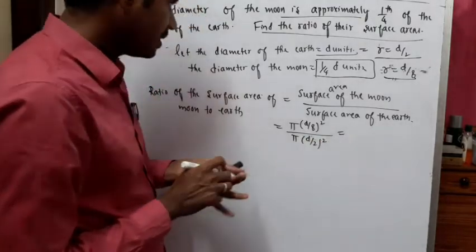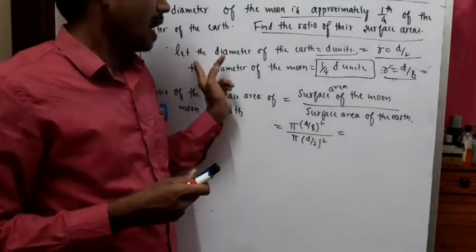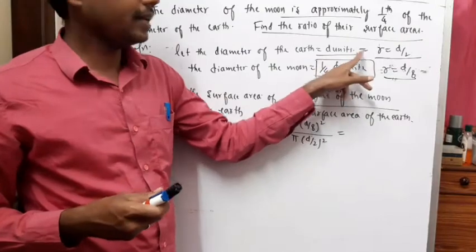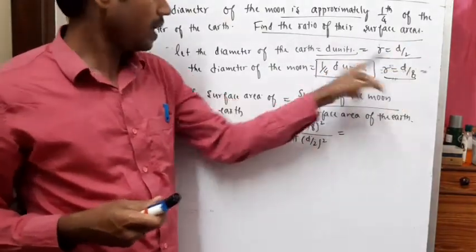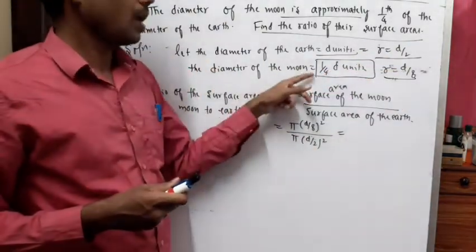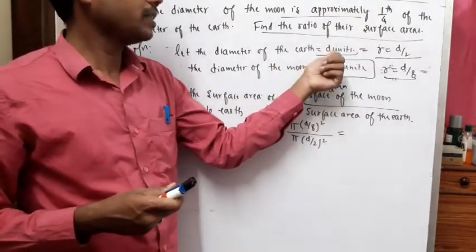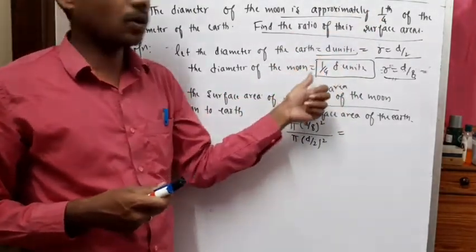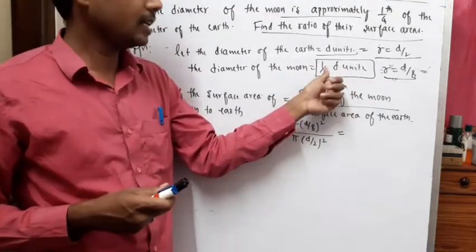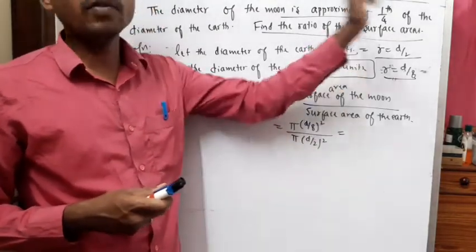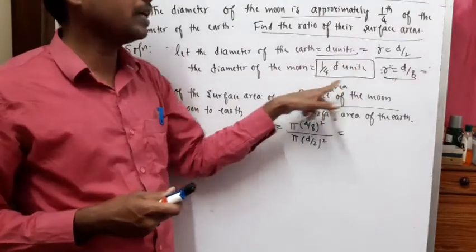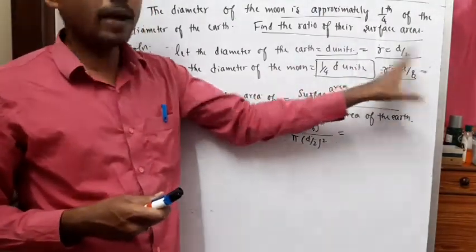So what we did: first we defined the diameter of the earth as d units. Then its radius will be d by 2. Then the diameter of the moon. Already they have given it is 1/4 the diameter of the earth. So diameter of the moon is 1/4 d units. If I want to find the radius, I need to divide it by 2. Then it will be equal to d divided by 8.